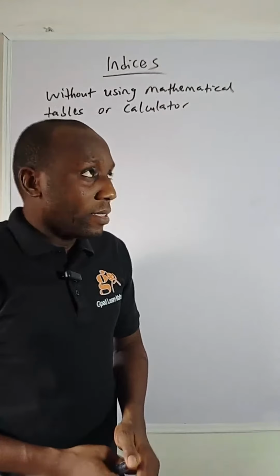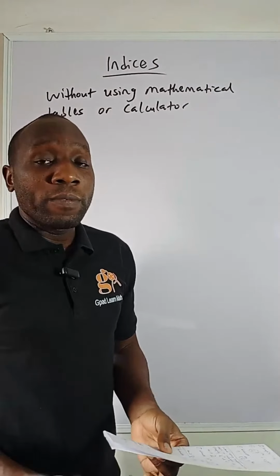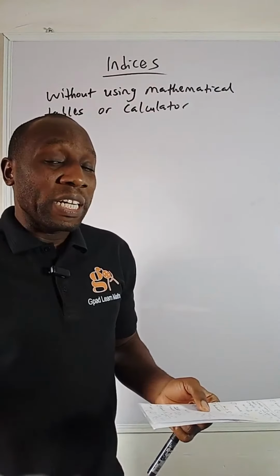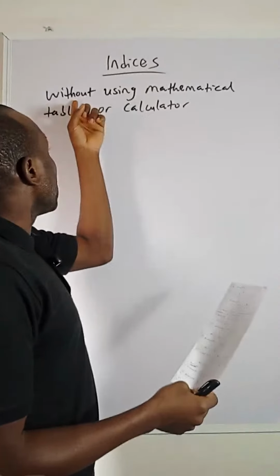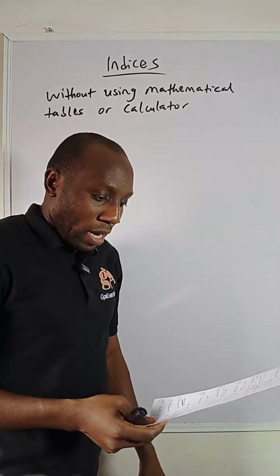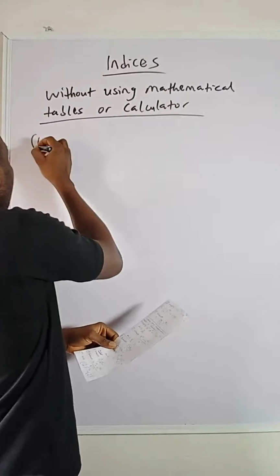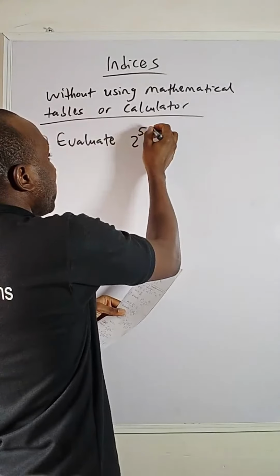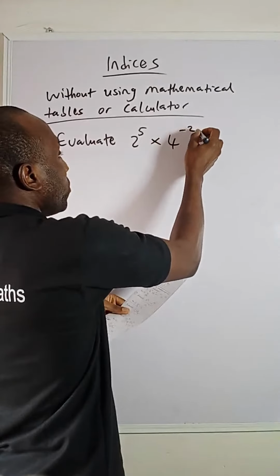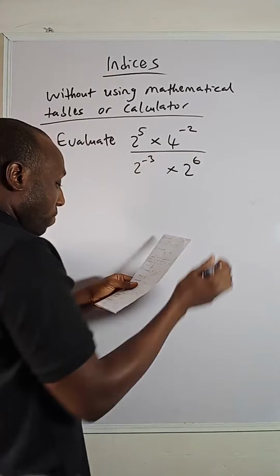So, this is the third lesson we'll be having on indices. We have looked at the laws of indices. We have also solved some problems that would require us to apply the laws of indices. So this is a continuation from where we stopped the last time. Look at this, without using mathematical tables or calculator. Let's look at this example. Evaluate 2 raised to the power 5 times 4 raised to the power negative 2, divided by 2 raised to the power negative 3 times 2 raised to the power 6.